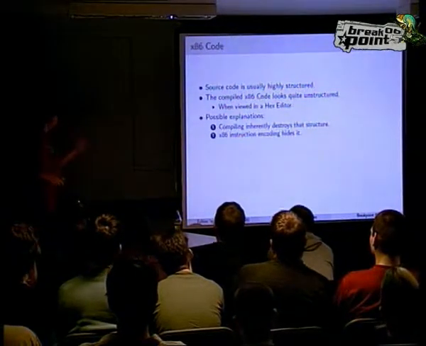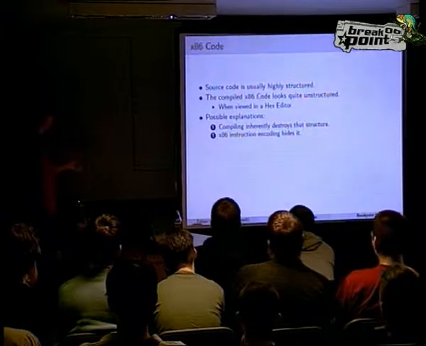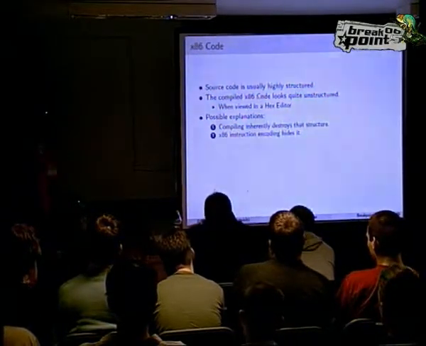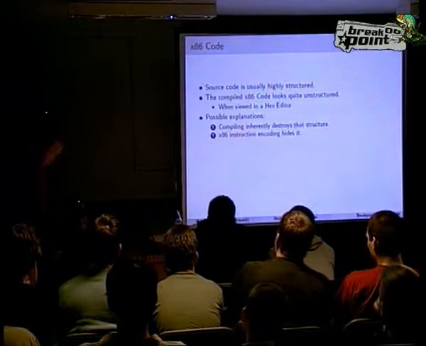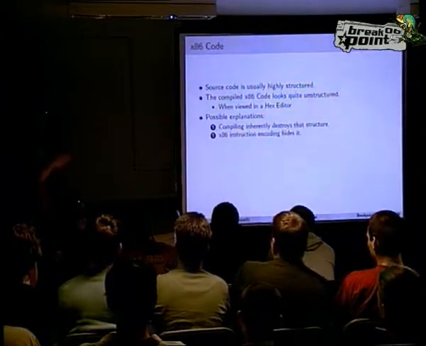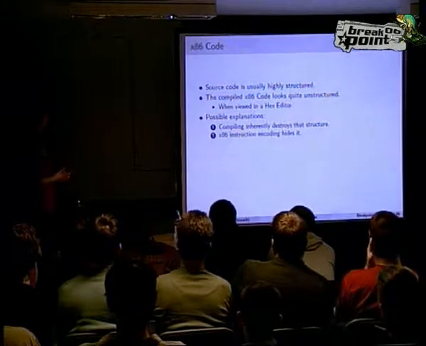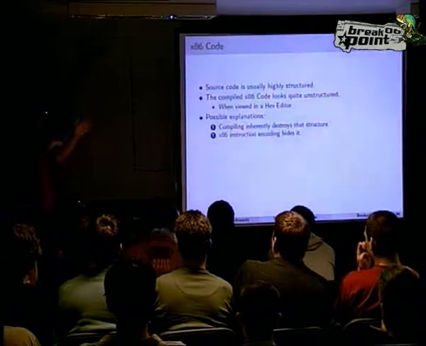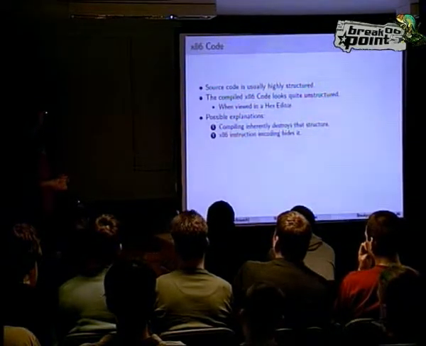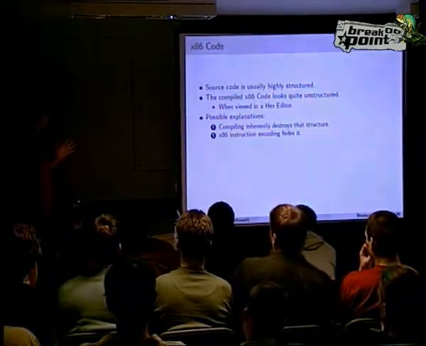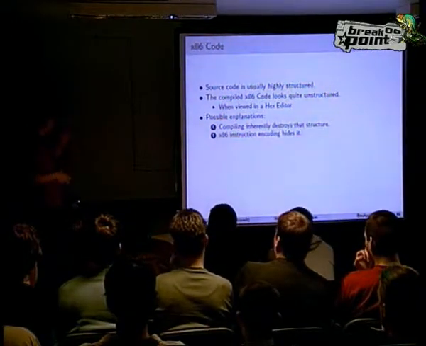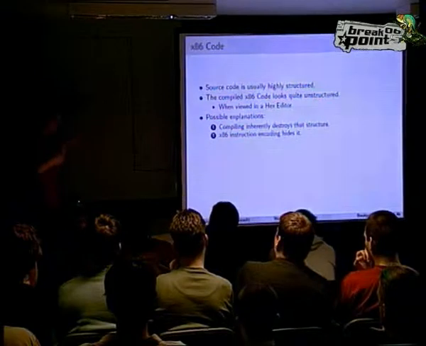So there are two possible explanations for this. The first one is that this process of compiling source code into executable code completely destroys the structure that was inherent in the source code, be it relatively low-level stuff like the basic program flow, or relatively high-level stuff like control structures. The other explanation would be that this encoding of instructions still has that information somewhere but hides it.